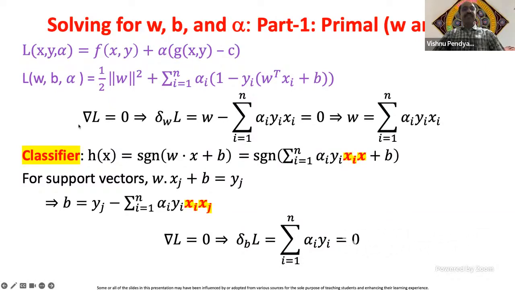First thing is we need to equate the gradient of the loss function to 0. That means the partial derivative with respect to w has to be 0, with respect to b has to be 0, and with respect to alpha also has to be 0. So first take w. When you take the derivative of w squared with respect to w, it will be 2 times w. So 2 and 2 cancel out, and you get w here.